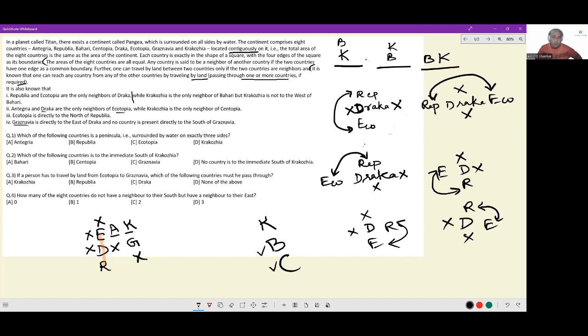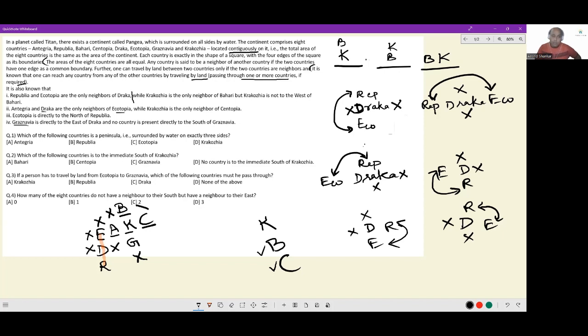Krakozia has to come here. As soon as Krakozia is mentioned here, we were told that Krakozia is the only neighbor of Bahari, but Krakozia is not to the west of Bahari. So here I cannot have B. Next to K, two spots, Bahari and Centopia, have to come here. Bahari can't be in this blank, so this has to be Bahari. And Centopia has to be here.